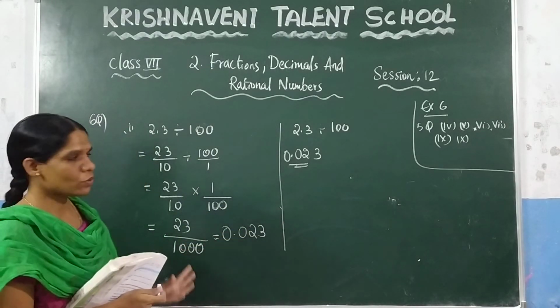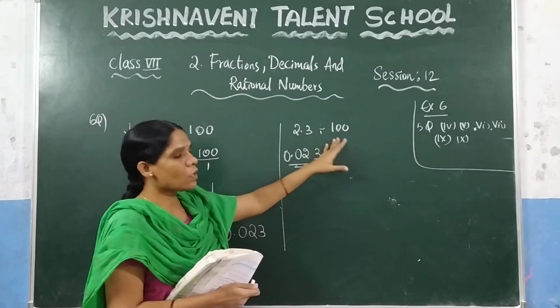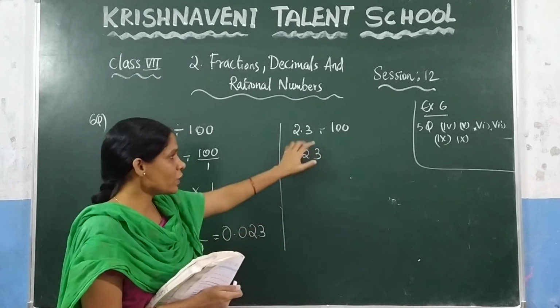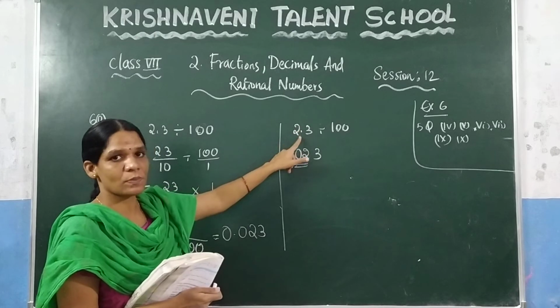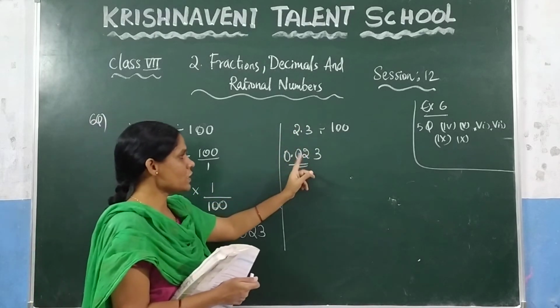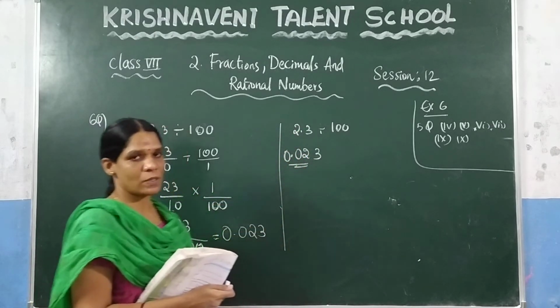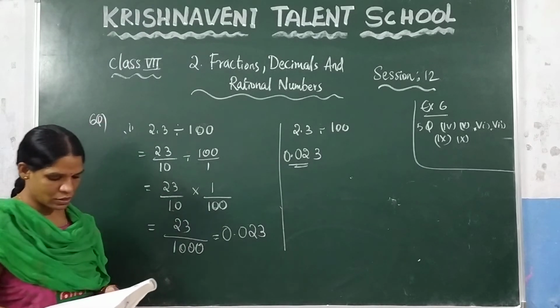Here, what we need to do is count how many zeros are there. Since we are doing the division, you need to shift this decimal point to the left by that many zeros, and before that you need to keep the decimal point. Now see here the next question.